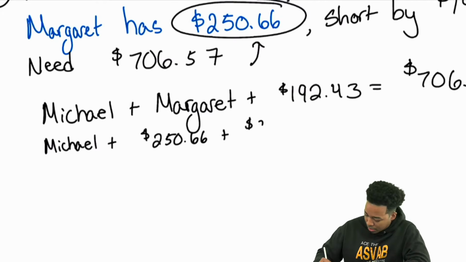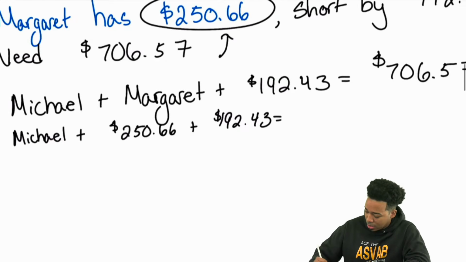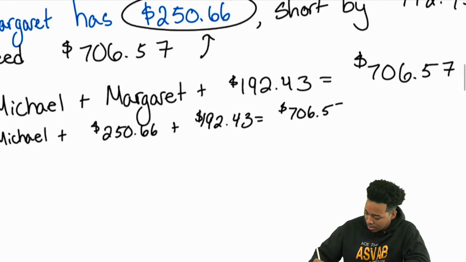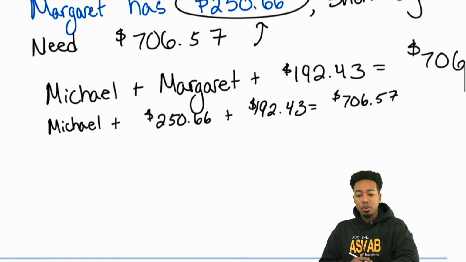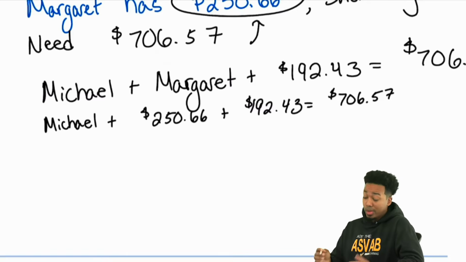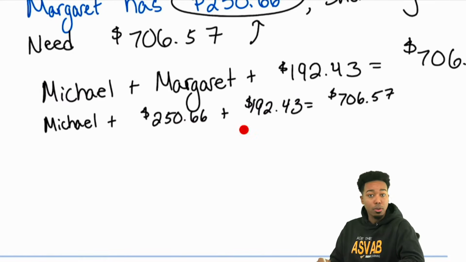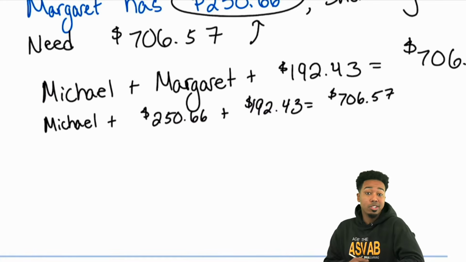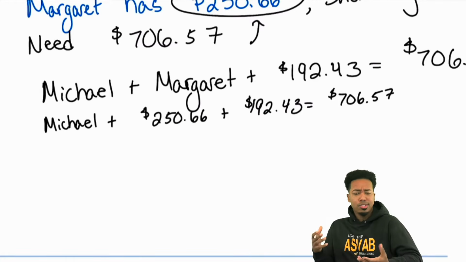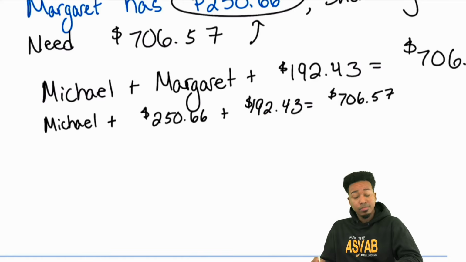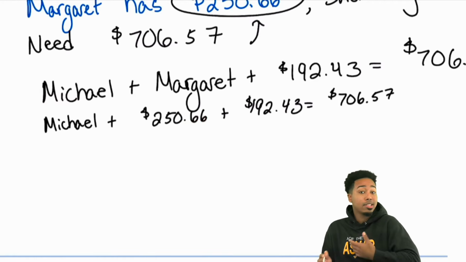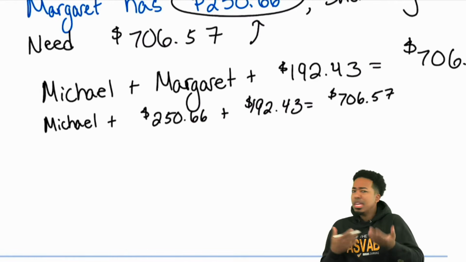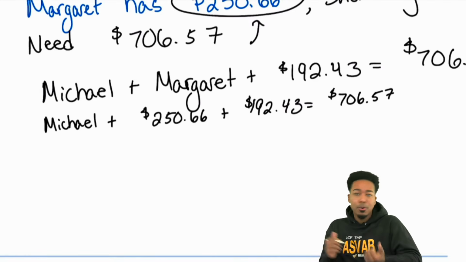Plus the 192.43 that we're still short by. That's going to equal, again, the 706.57. So what we can do is just go ahead and add these together and then take it away from that total of $706 and we'll be good. There are a few different ways to do this. We can take away one at a time, or we can just add these together and then take them both away at the same time. Either way is fine. Let's go ahead and get to work here.